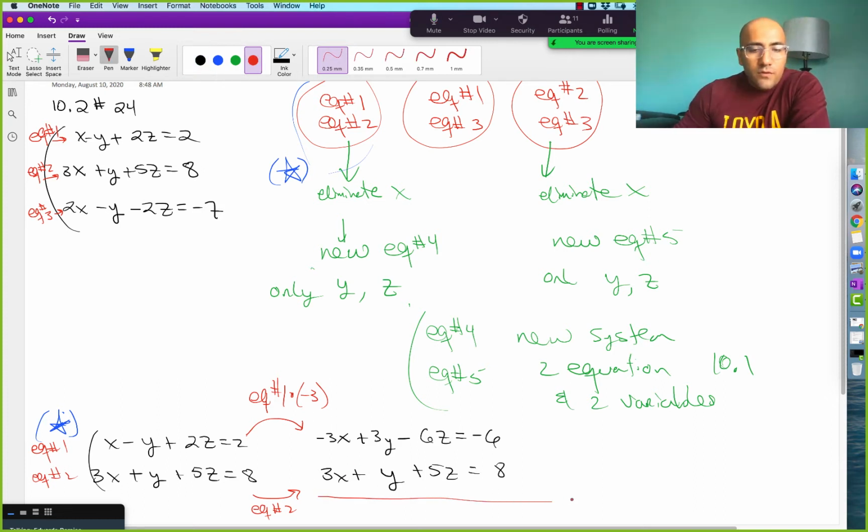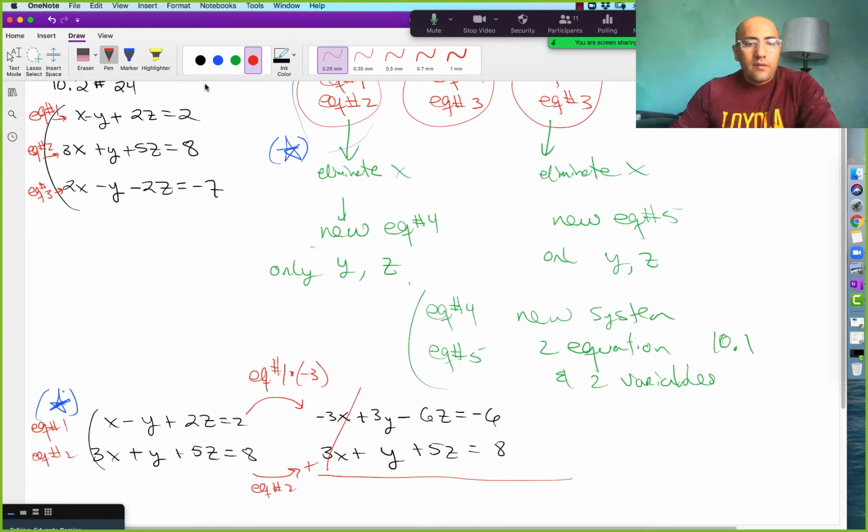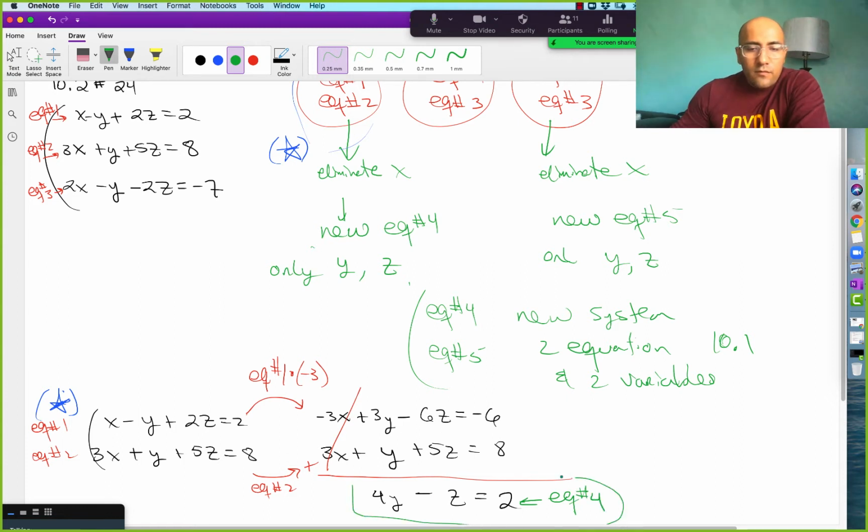Good. So go ahead and add these together, and these things cancel, and then this will be 4y, and then this guy is a minus z equals positive 2. Okay, so that's my new equation number 4. Equation number 4. And it only has z's and y's in it. Good.